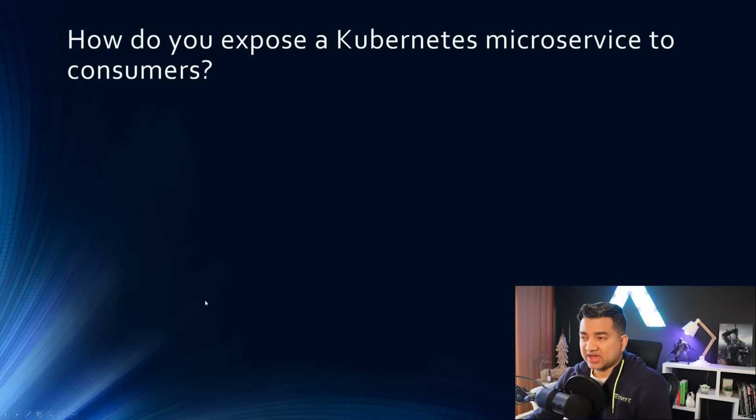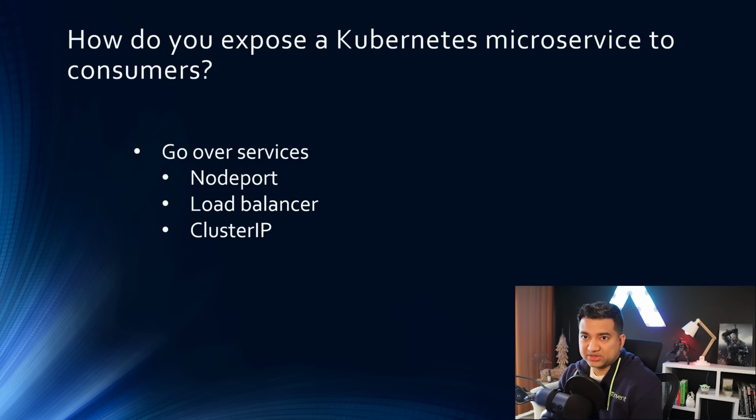Okay, moving on. How do you expose a Kubernetes microservice to consumers? So basically your pod is running, how can the outside world call it? So probably you guys are thinking services, right? You have 3 kinds of services in Kubernetes: NodePort, LoadBalancer, and ClusterIP. If you want to expose your pod to the outside world, LoadBalancer comes to your mind, right? Where a load balancer will be created. It will have a DNS name, and then you can call the DNS name. It will go call the pod.